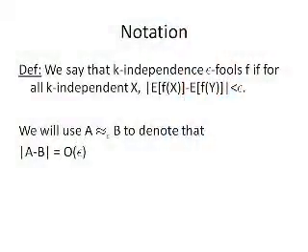Moving on to a little bit of notation, we say that k-independence epsilon fools f if, for all such k-independent x, the absolute value of the difference between the expectation of f of x and f of y is at most epsilon. Do you assume some normalization of f? Yeah, really I should add to this terminology with respect to y, and then also assume that the xi's are distributed in the same way as the y's.